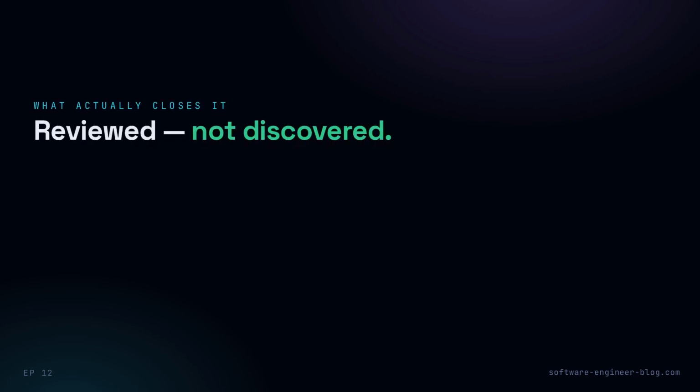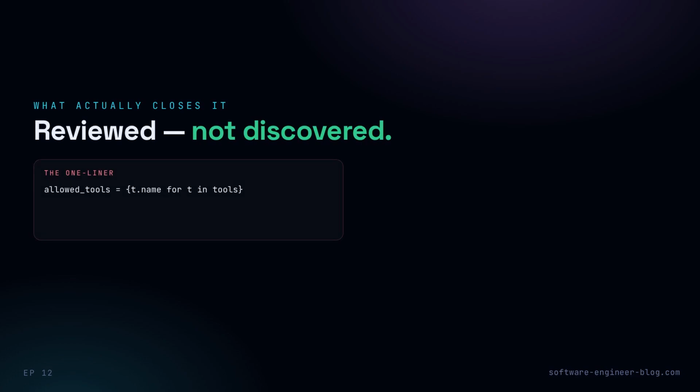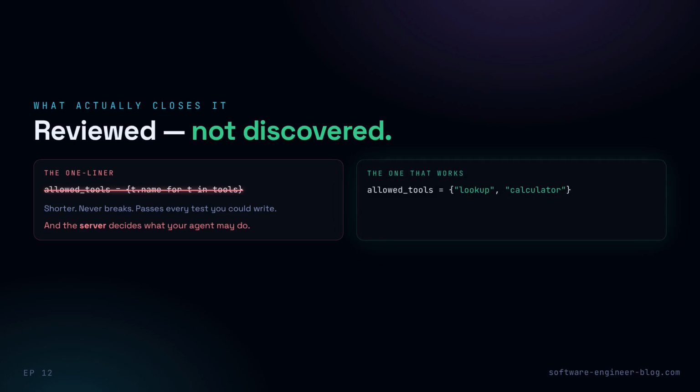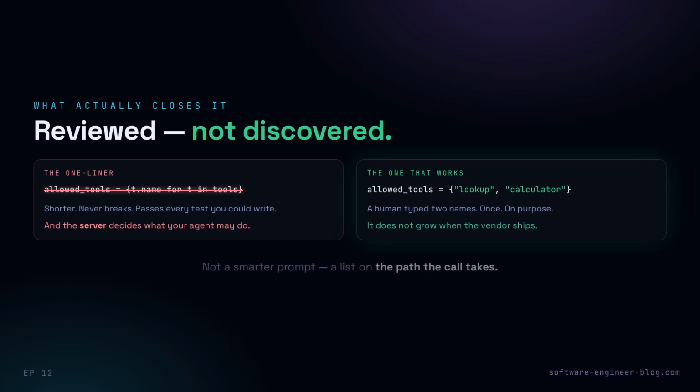So what closes it? Not a smarter prompt. There is a one-line version of the allowlist. Allowed tools equals the names of whatever the server sent. And it is shorter, it never breaks. It passes every test you could write, and it hands the decision about what your agent may do to the person who owns the server. The list that works is the one a human typed, once, on purpose.